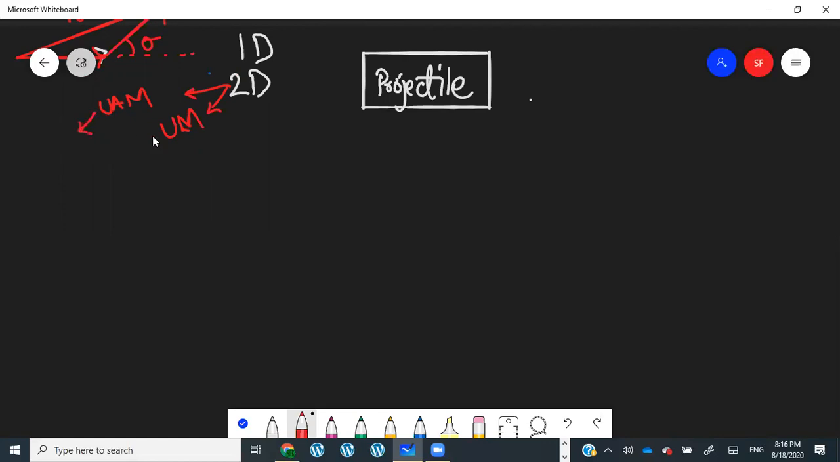Uniformly accelerated motion has direction... is it vertical or horizontal? It's vertical. Come on. Sorry, vertical. Horizontal was in my mind, but I called it vertical. And this one is horizontal, okay?